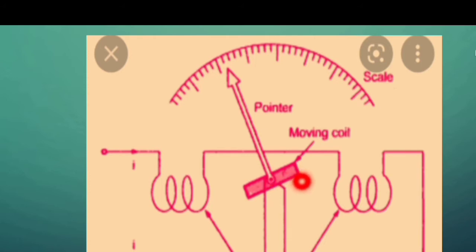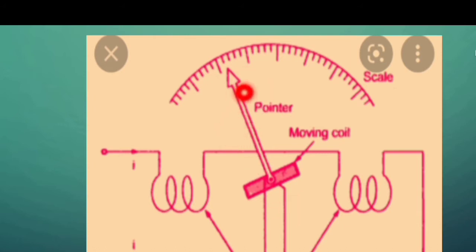So it deflects at an angle theta. That deflection will have to be controlled by means of a spring arrangement provided at the bottom of this moving coil. So this spring will be changing its position, will be relaxing, so that it will develop an opposing force on this moving coil, so that the movement of this coil will be controlled by the spring arrangement provided here.